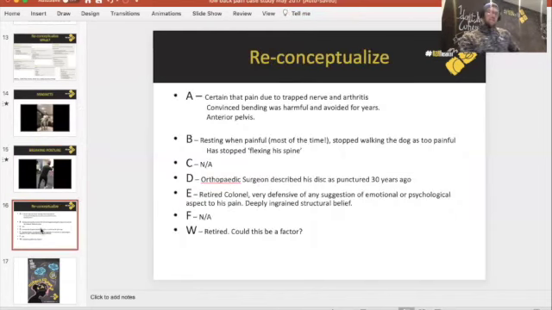So let's bring it back to this case with this colonel. When I asked him those A, B, C, D, E, F, W questions, these are the things from the history that came back with him. And so A, what makes sense to you that is the cause of your pain? He was certain that pain was due to a trapped nerve and arthritis. He's 68 years old. He was convinced that bending was harmful, and he'd avoided it for years.